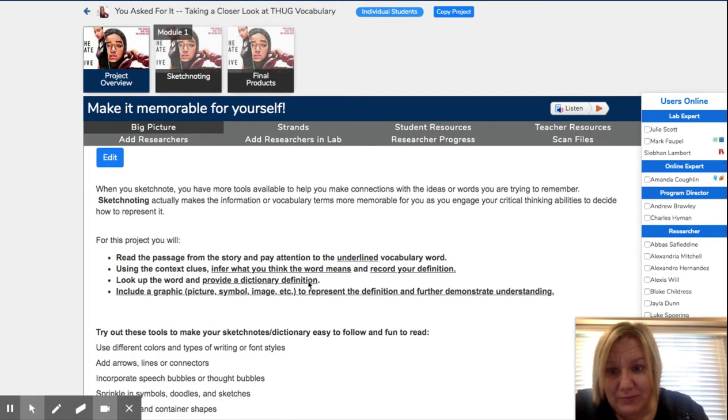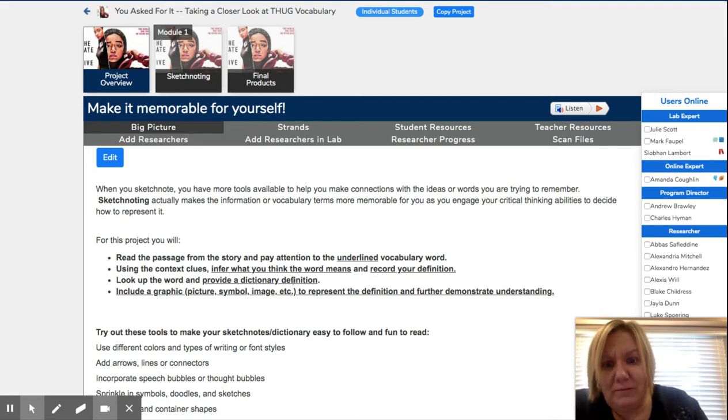vocabulary word. Using the context clues, that means the words around the vocabulary term, infer what you think the word means and record your definition. And remember, infer is our fancy word for guess or determine what the word means by looking at the clues around it. So this using context clues means read the other words around what you're trying to define to make a guess of what the word means.